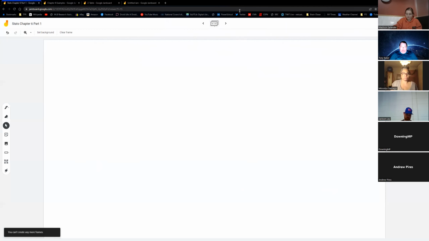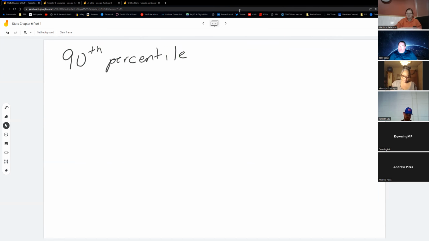What if I wanted the 90th percentile? What does the 90th percentile mean in terms of this problem? So my mean is still 100 and my standard deviation is still 16. Is that a z-score or is that an area?